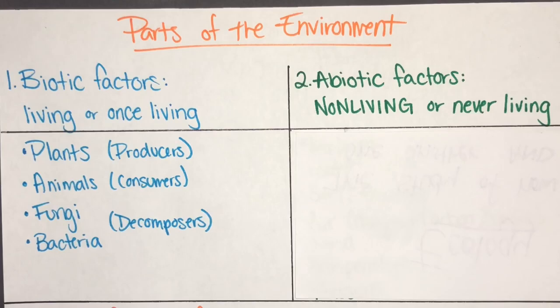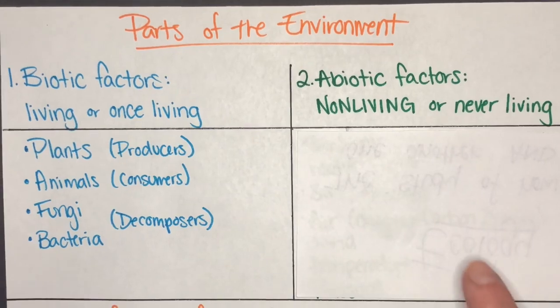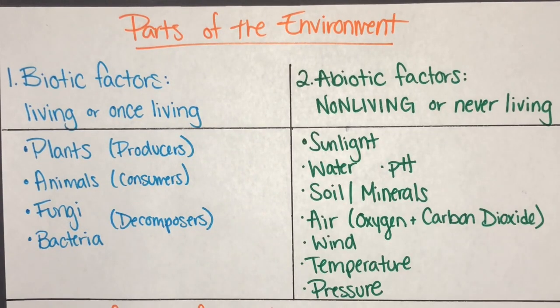Before I move on, I want to pause and stress the once living component of this definition. Dead leaves, even though they are not living anymore, they were once living, so they are considered a biotic factor. Furthermore, biotic factors are the interactions between organisms in an area. So this is the foundation of food chains and food webs and how all the organisms in an ecosystem or biome interact.